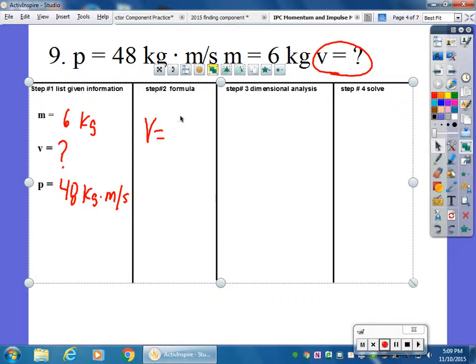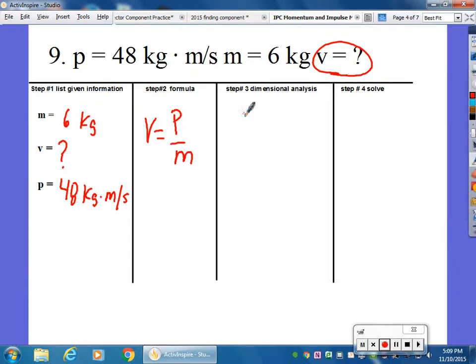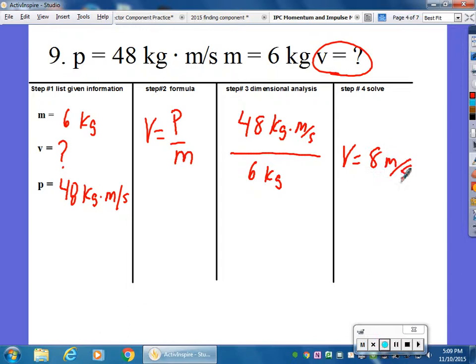Velocity equals momentum divided by mass. Plug in our momentum and our mass, and we end up with a velocity of 8 meters per second.